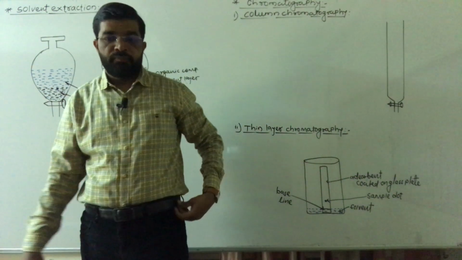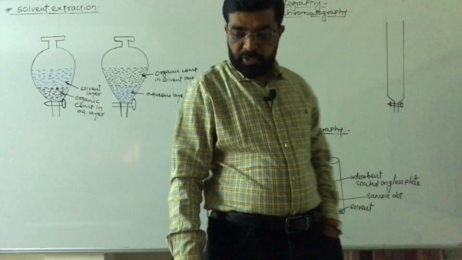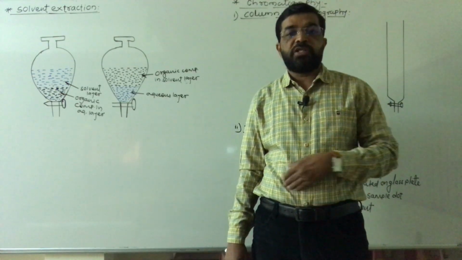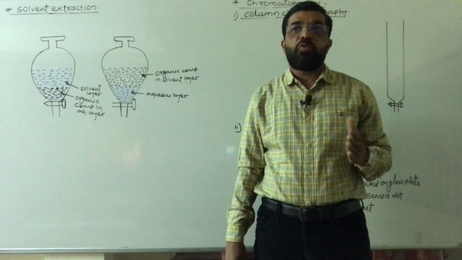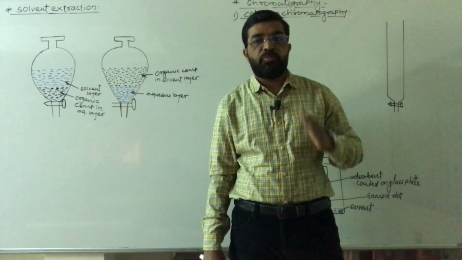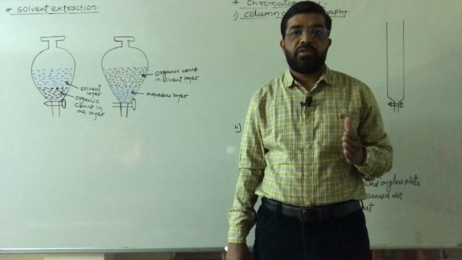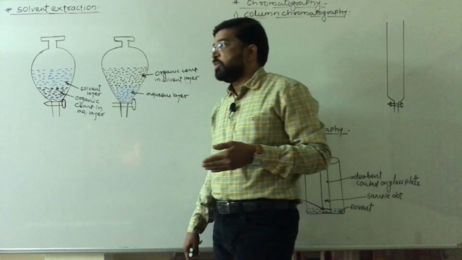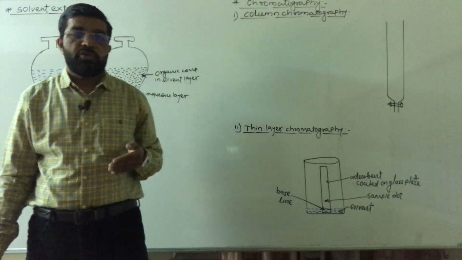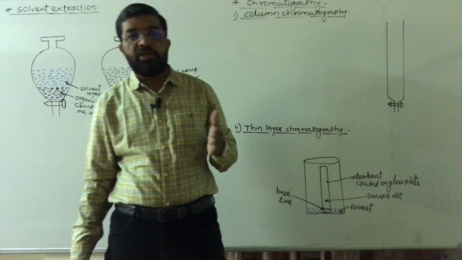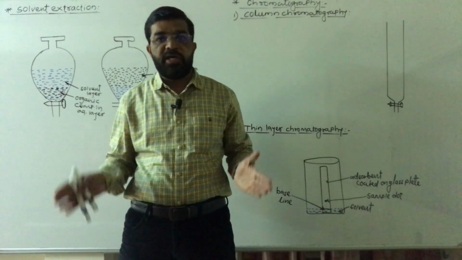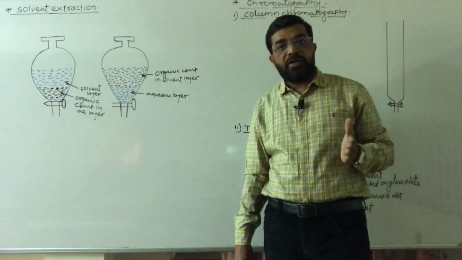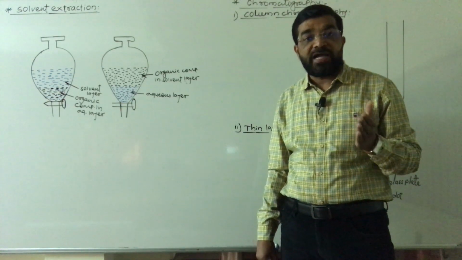Hello students, in the last lecture we studied fractional distillation using the fractionating column, and how two liquids which differ in their boiling point are separated. Fractional distillation is a process used to separate two liquids which differ in their boiling point by a small difference. At that time we have to use a fractionating column.